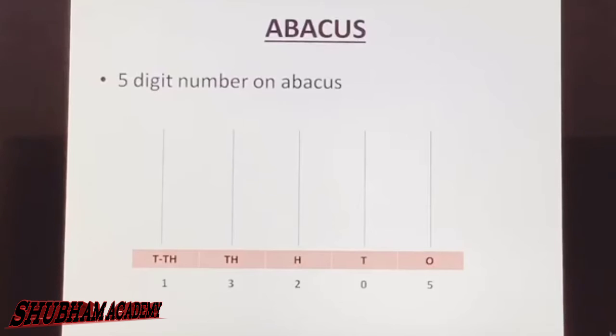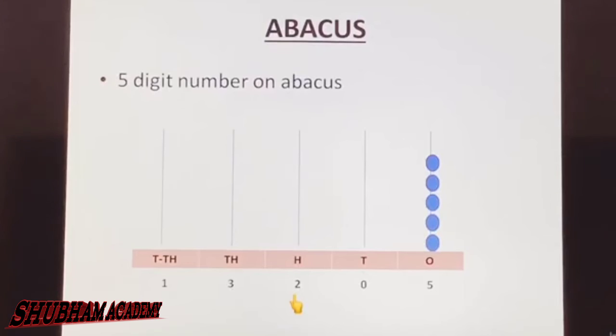Abacus. You have done 5-digit numbers on abacus in class 4. Let us revise that quickly. I have taken an example 13205. Now 5 is in the ones place, so we will have 5 beads in the ones spike. Then in the tens place the number is 0, so no beads will come in the tens spike.